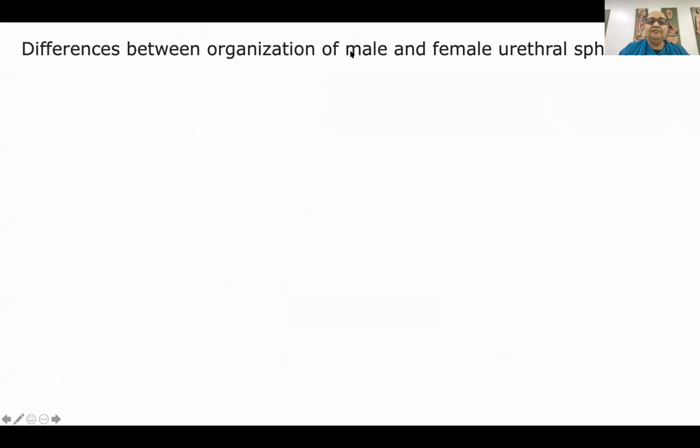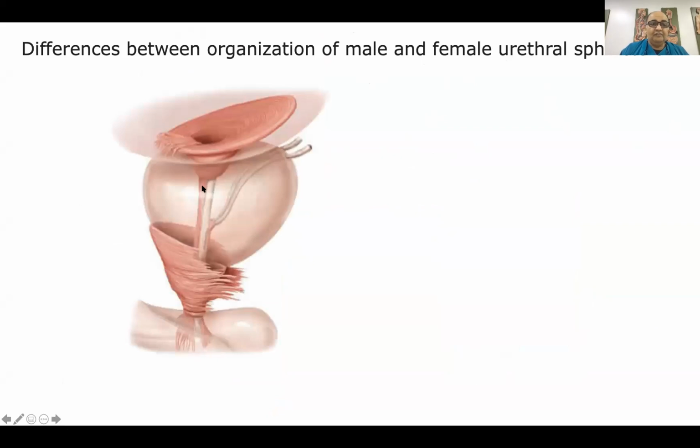So now the difference between organization of male and female urethral sphincter. You can see that we have talked about it. This is the male model. This is the internal pre-prostatic part of the urethra, bladder neck. You can see the organization of the internal sphincter. You can see the organization of the external sphincter. And then you can see the urethra. You can see the opening of the ejaculatory ducts into the prostatic part of the urethra.